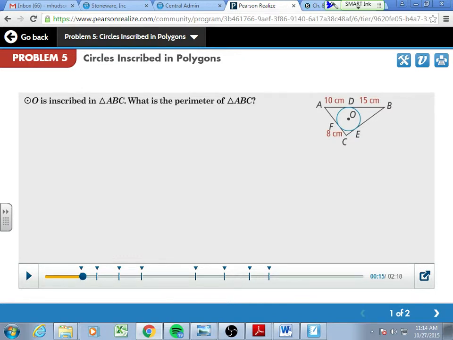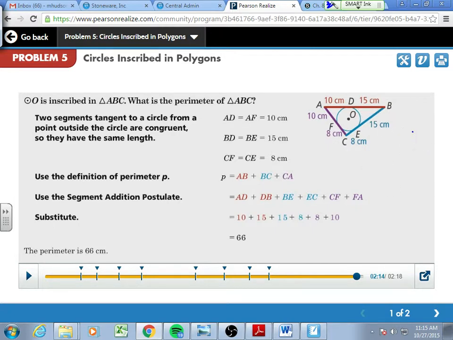Emily? Yeah, the AF must be 10 centimeters. Since I see that FC is 8 centimeters, then CE must be 8 centimeters. Since BD is 15 centimeters, then BE is 15, and I now know the entire lengths of my whole triangle. And then you just add them up. I'm trying to find the perimeter, so yes, you just add them up. So now that I know all that, I can just sum them, and we get 66.